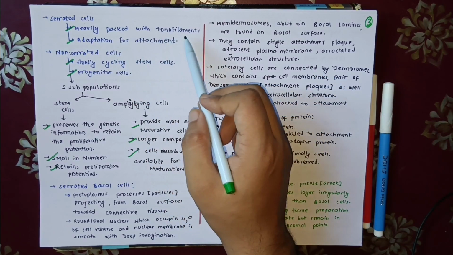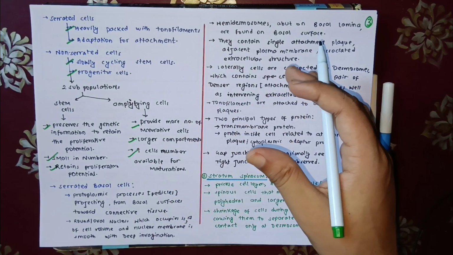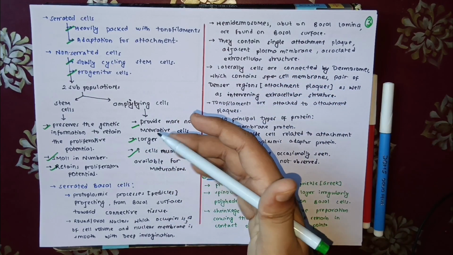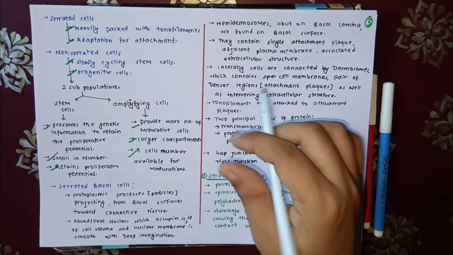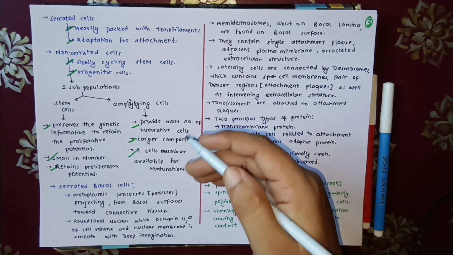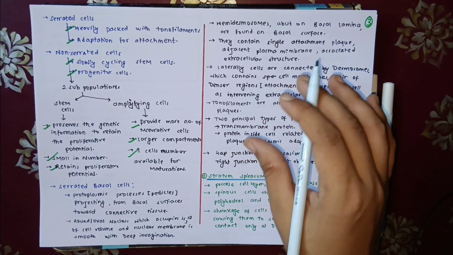as they are present for the attachment, they should have tonofilaments. So the filaments should be present in this serrated cell in larger quantity, and the non-serrated cells are not for the attachment, they are just stem cells. They just proliferate or preserve the genetic material, the genetic information.